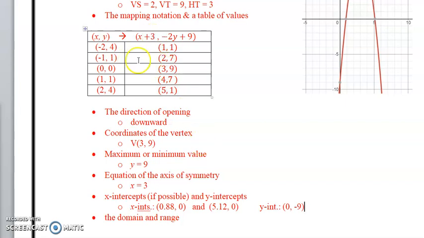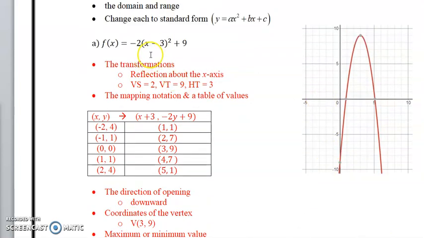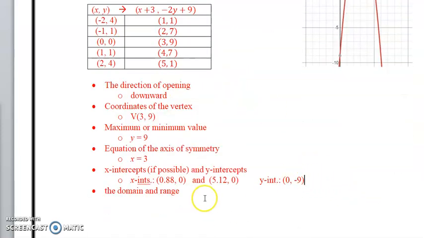Now we don't have that in our table of values, but if you went back 1 and you put it in, if you had 0 in here, so it would be -3 and 9, that would actually give you that point. But again, you can clearly see that it's there. If not, you can substitute x into your original equation. It would be x is equal to 0, and then you would just calculate it. So it would be 0 minus 3 squared, which would be -3 squared, which would be 9. 9 times -2 is -18. -18 plus 9 is equal to -9. So however way you want to get that.